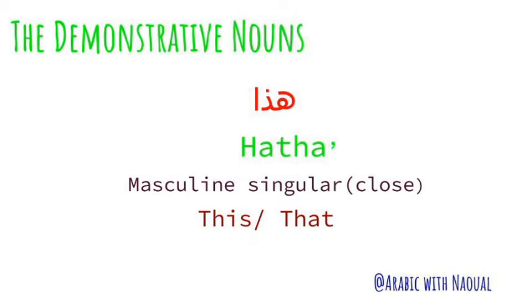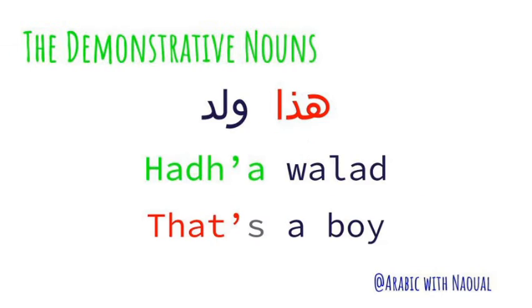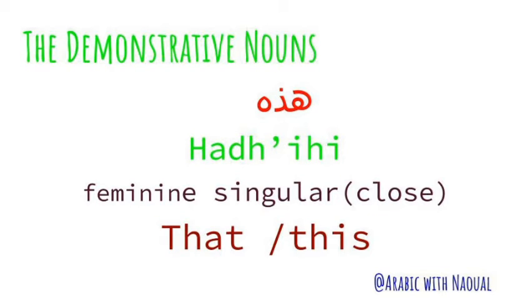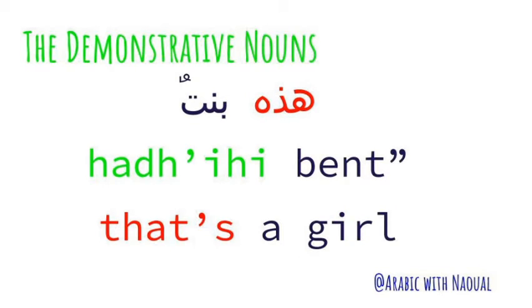Let's start. The demonstrative noun هذا for masculine singular. An example for هذا: هذا ولد, that is a boy. Let's repeat, هذا ولد. The demonstrative noun هذه for feminine singular. An example for هذه: هذه بنت, that is a girl.